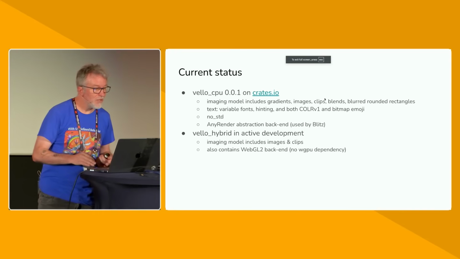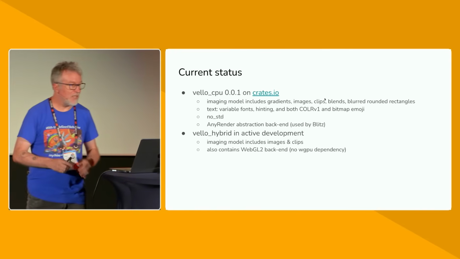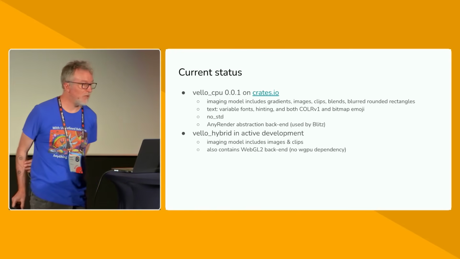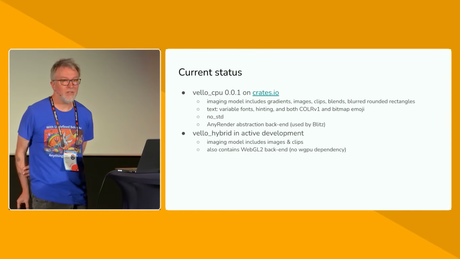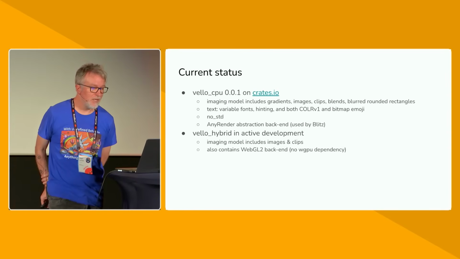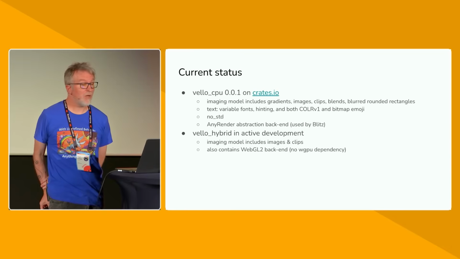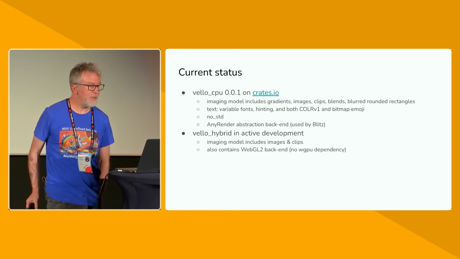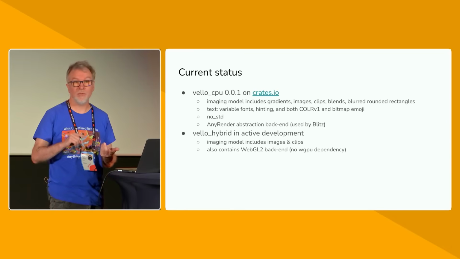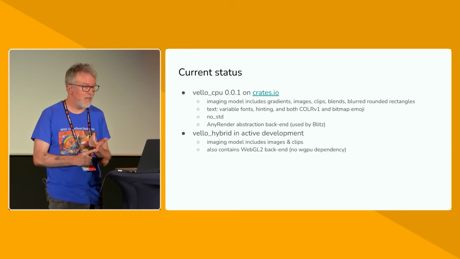Great. So, current status. We just did a release late last week of Vello CPU 0.0.1. It's still, I would consider, alpha quality, but you can absolutely get started on this. Laurenz has been doing incredible work on this. And so the imaging model now includes gradients. For the gradients, you can specify the color space using the color crate.